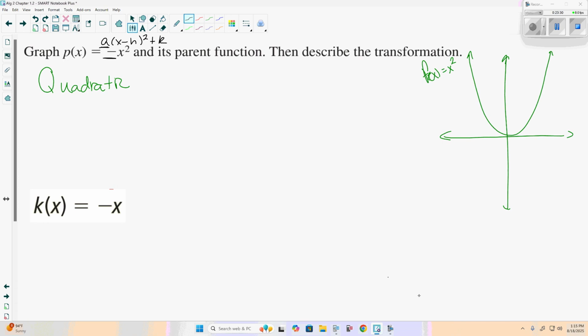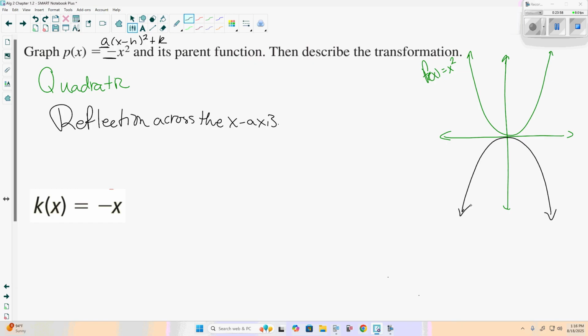Since that number is negative, it tells us that we have a reflection across the x-axis. It means every point on the parent function, that U-shaped graph that's above it, is going to now be below it, yes. So that means it's now going to be going this way here. Can we kind of see how that works?